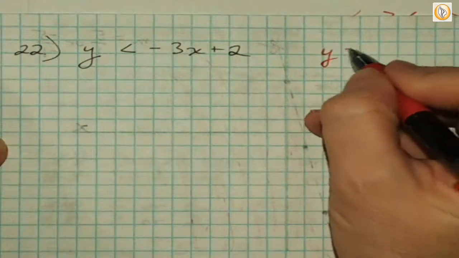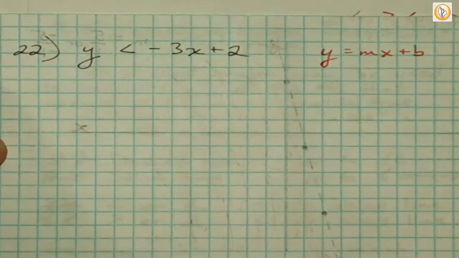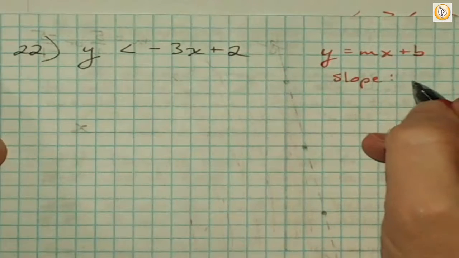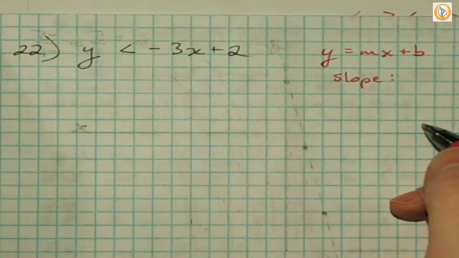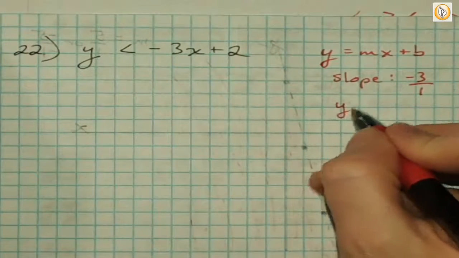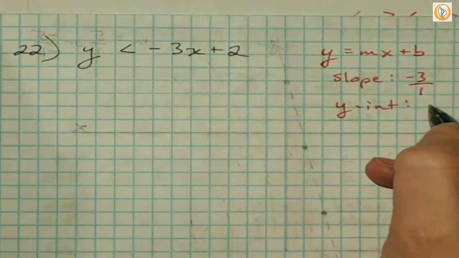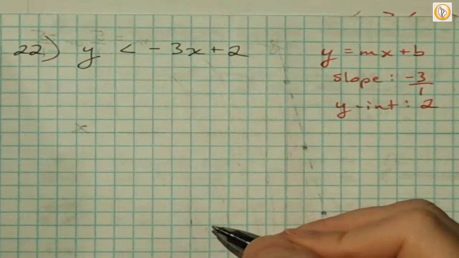I forgot that was in. Y is less than negative 3x plus 2. Okay, so Kelly, is this in y equals mx plus b format? Yes, it is. Okay, what is my slope? The slope is negative 3 over 1. What is the y-intercept? Y-intercept is 2. Very good.